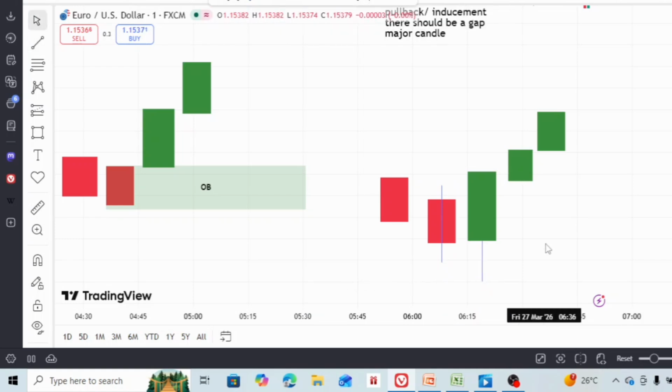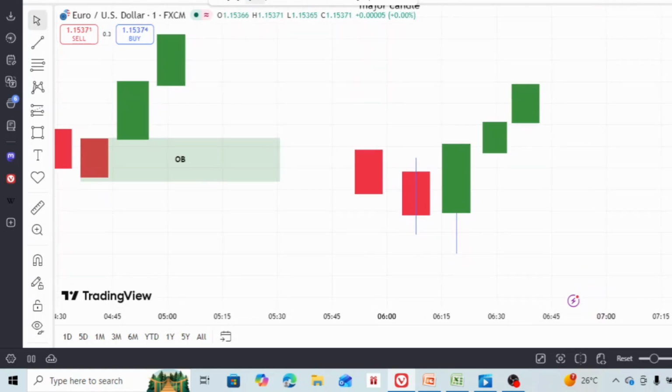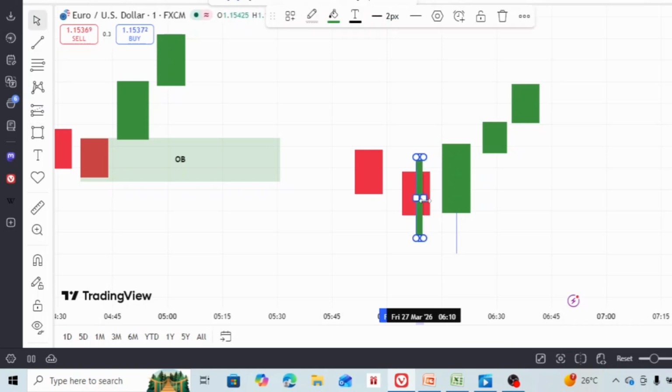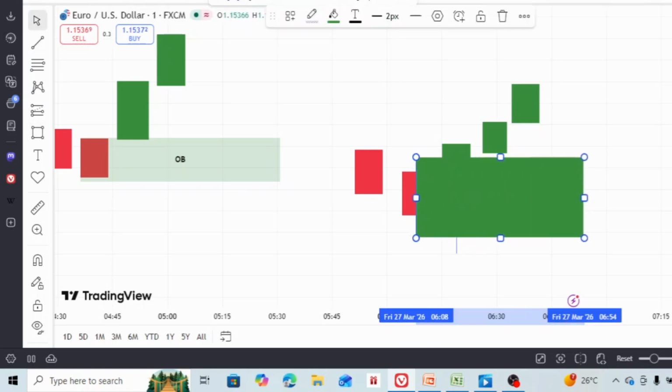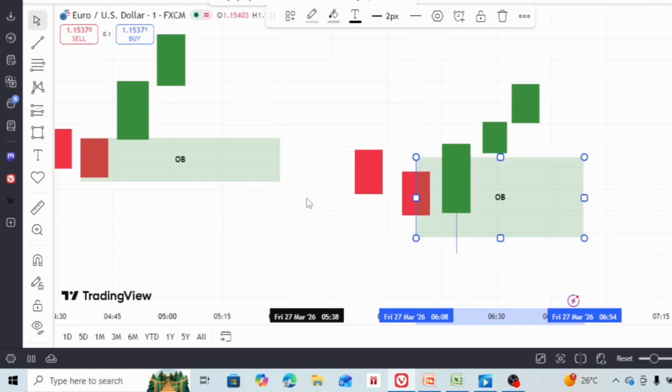If we look here, which candle should we take as the order block? According to the theory, you can take the whole red candle as the order block. You can also take this as the order block.